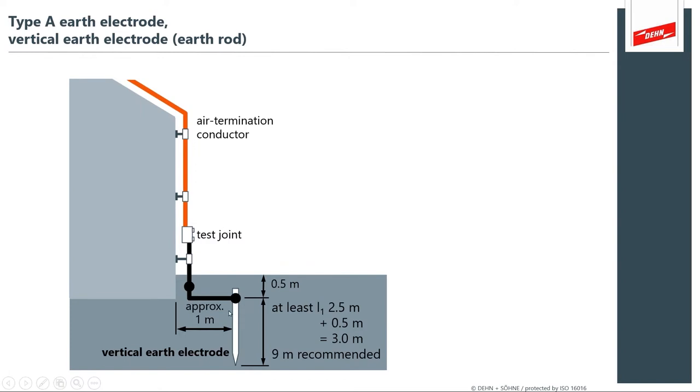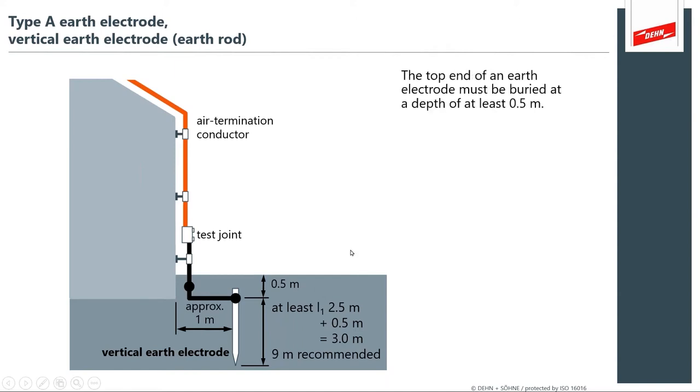Type A earth electrode with an earth rod, and we can see it needs to be buried at least half a meter below the soil. This helps prevent ground potential rise and touch and step voltage issues. It also helps avoid things like frost heave. But again, this goes back to part of the overall design of the system so that the earthing system meets the expectations and requirements of the design.